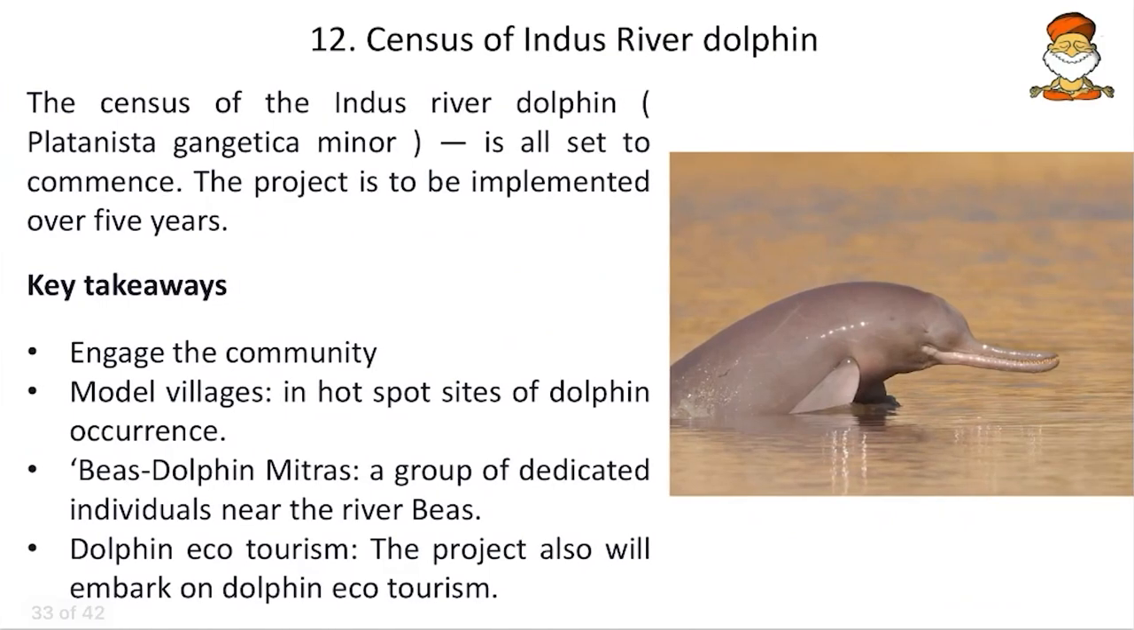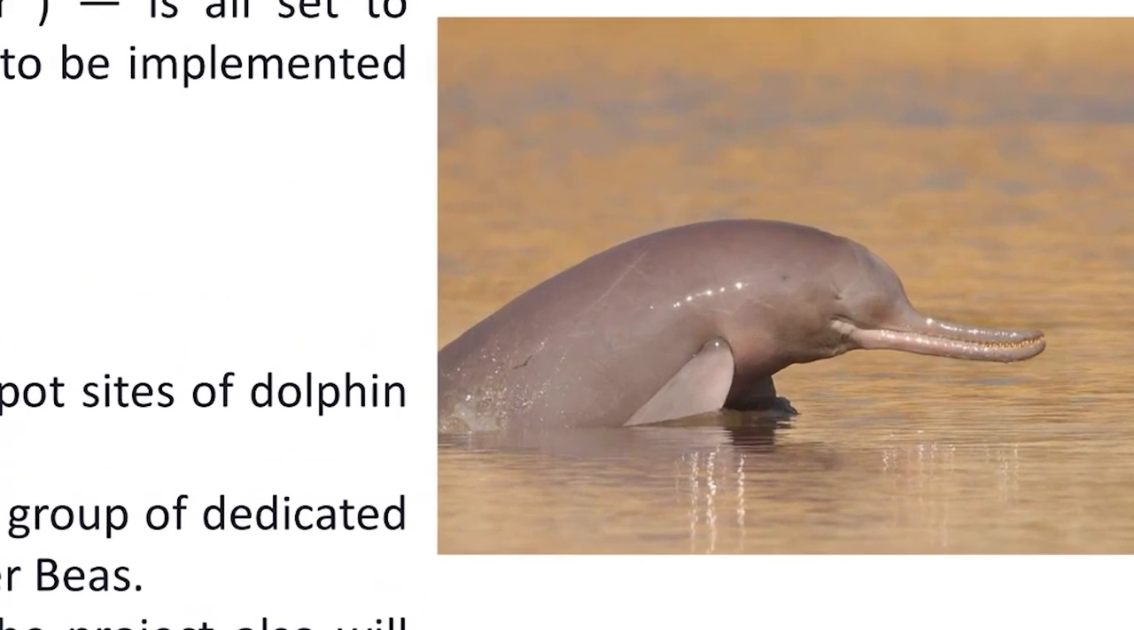Then the census of Indus River dolphin. Here the Indus River dolphin is about to be counted, and that is being implemented by the Government of India. The scientific name of this Indus River dolphin is Platanista gangetica minor. So gangetica major is the Gangetic River dolphin, and gangetica minor is the Indus River dolphin. Here we can see the picture of the Indus River dolphin. It doesn't have proper vision, and that is why it locates its prey and others with the help of echolocation, just like the bats do.